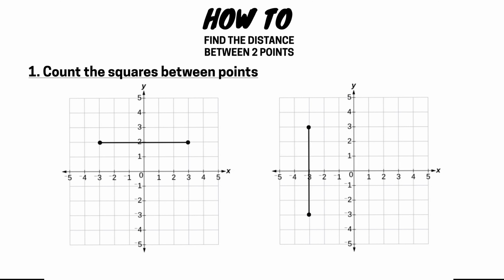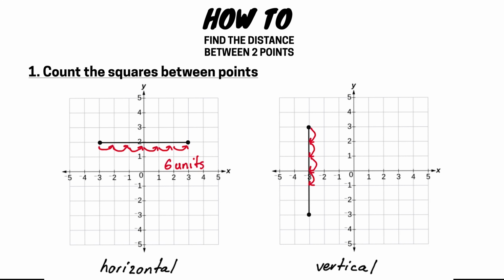In this video, I'm going to demonstrate 3 different methods for finding the distance between 2 points. Firstly, when we have either a horizontal or a vertical line, we can simply just count the unit squares between the points. So for example, the length of both these line segments would be 6 units.